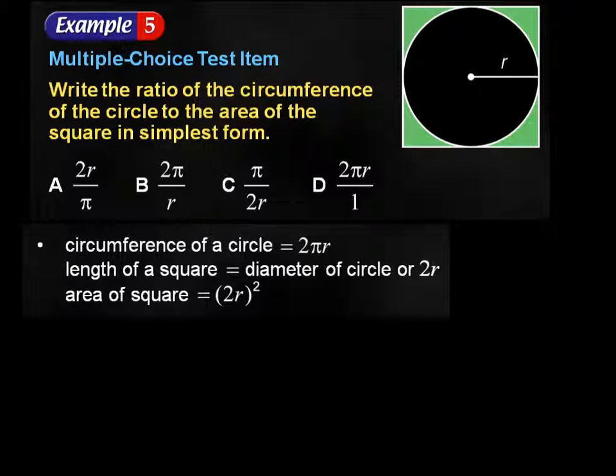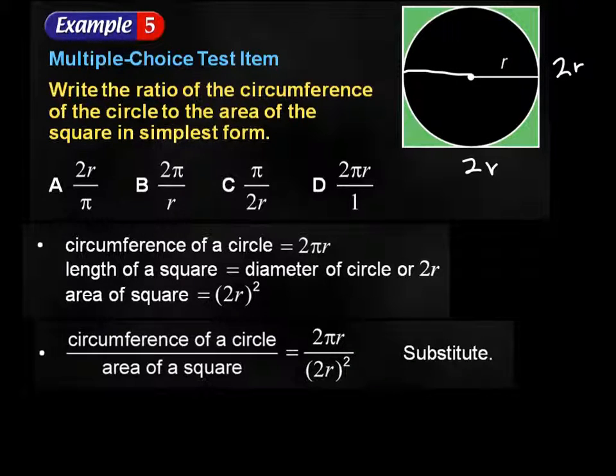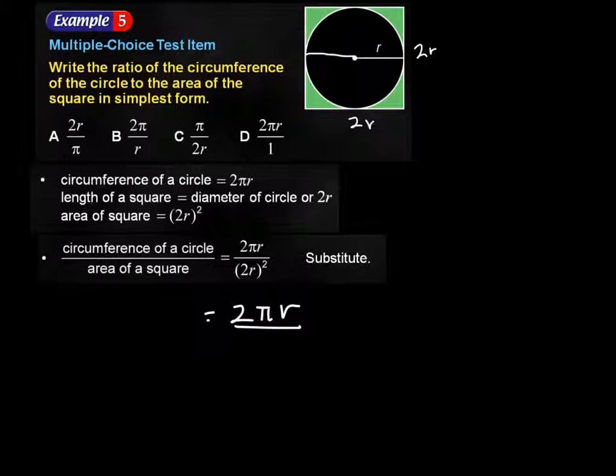Okay, so the circumference of a circle is 2 pi r. It happens to be the length of one side of the square would be the diameter of the circle, which would be 2 radii, so 2r. So the area of a square is going to be 2r times 2r. So the ratio of the circumference of the circle to area of the square, we have 2 pi r over 2r quantity squared. So 2 squared is 4, and then we have our r squared.